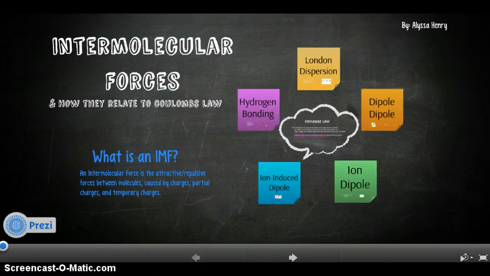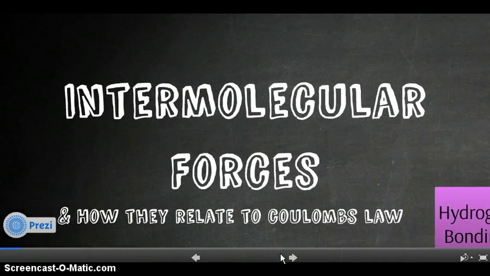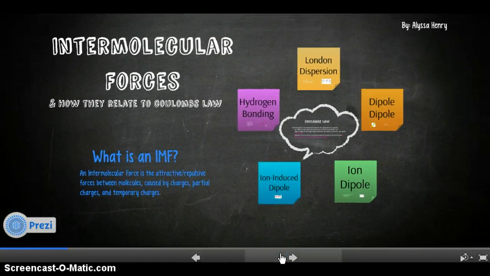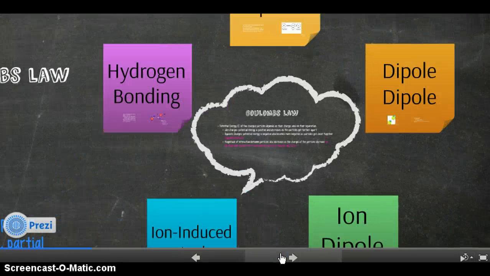Okay, so we're going to talk about IMFs, or intermolecular forces, and how they relate to Coulomb's law. Now you may ask, what is an IMF? An IMF is the attractive or repulsive force between molecules caused by charges, partial charges, and temporary charges. When I say temporary charges, it has to do with the ion-induced dipole.